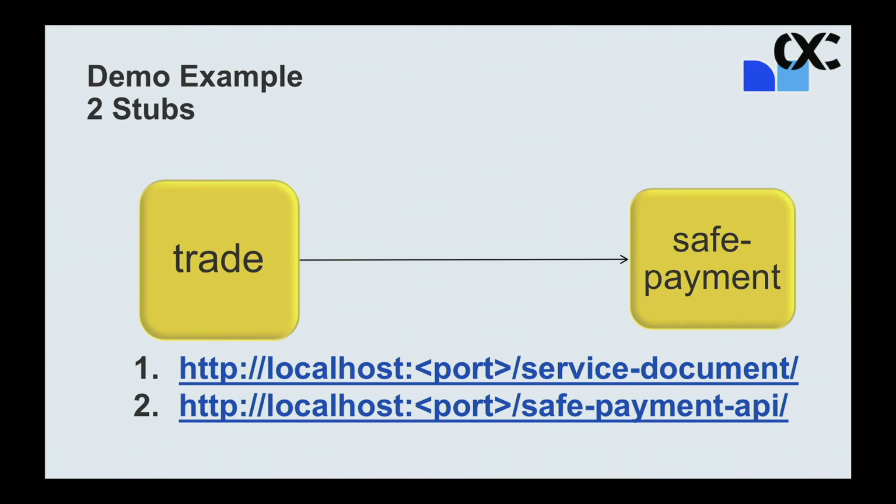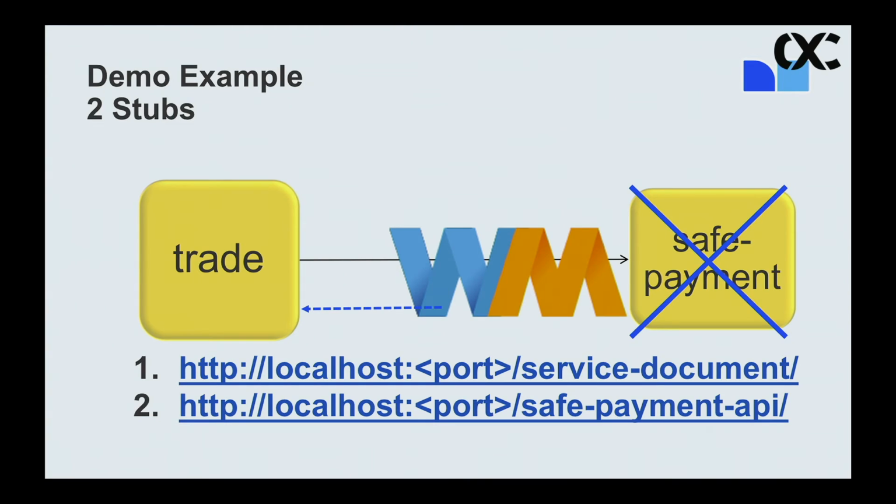So in this example, I have two external calls that are usually made to the safe payment service. The first one is the service document, and from there, the next one is to start a payment. So these are the two calls that I want to mock. So then I put WireMock in between there. So instead of calling the external service, WireMock will answer these two URLs here.